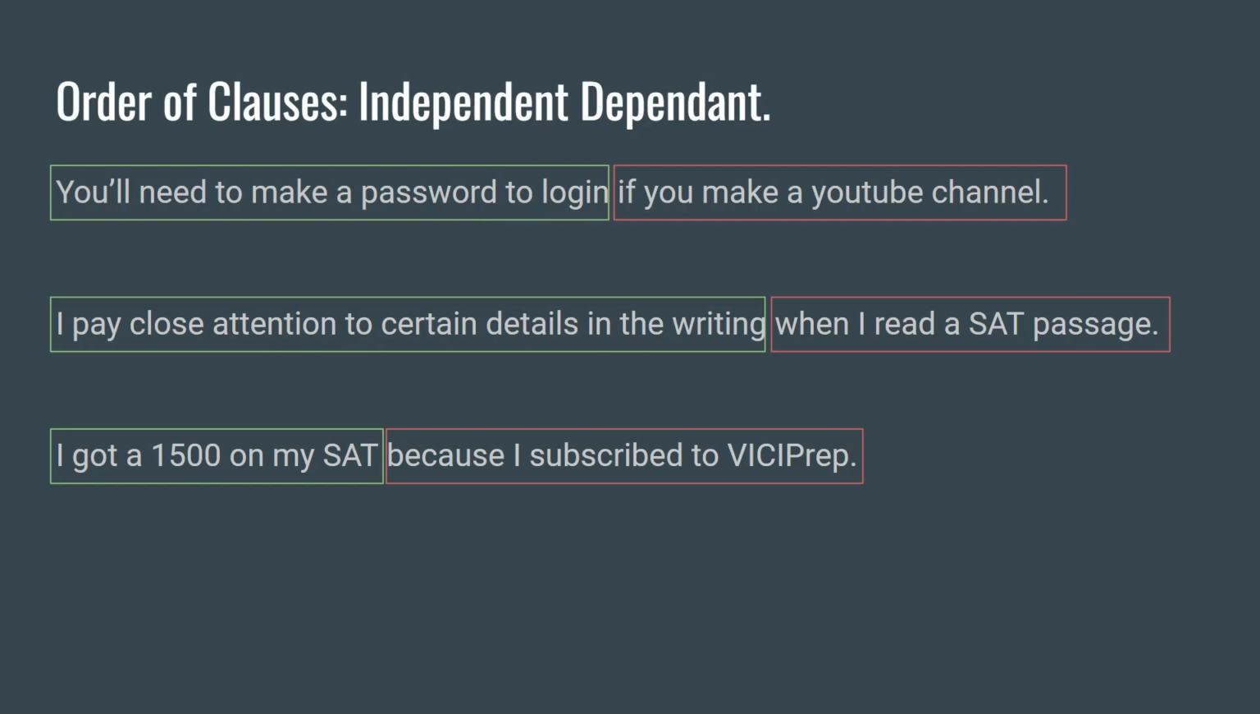Now, there's another order of clause that you could do, which is independent to dependent, and if you do this way, you just don't use any punctuation at all. You'll need to make a password to log in if you make a YouTube channel. I pay close attention to certain details in writing when I read an SAT passage.